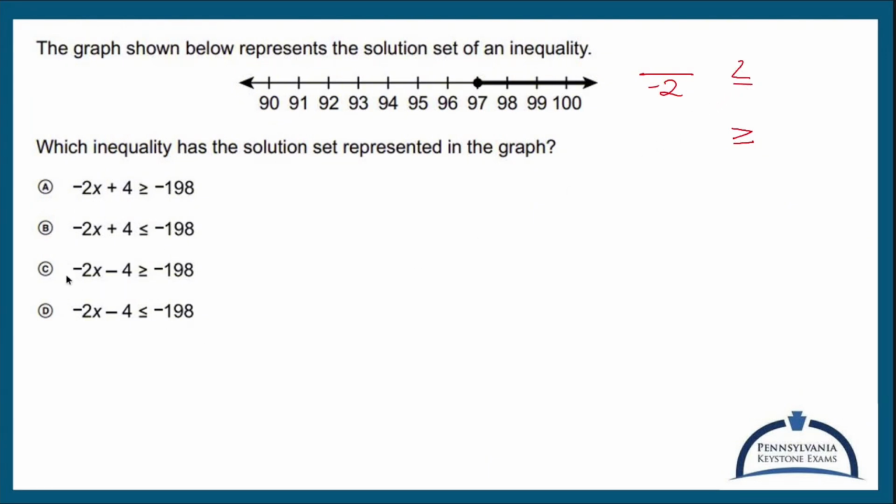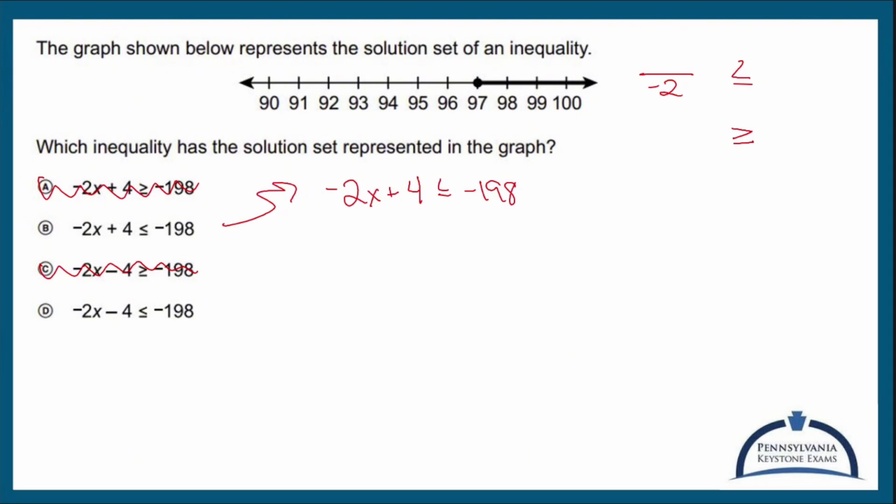So I need one of these guys. I need one of the ones that start out with less than or equal to, because eventually I'm going to flip the sign to greater than or equal to. So let's test out B and see what happens. I have -2x plus 4 is less than or equal to -198.